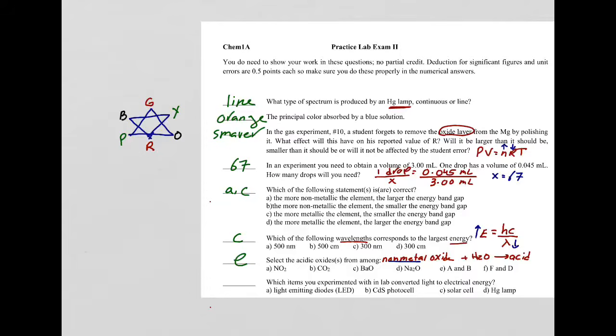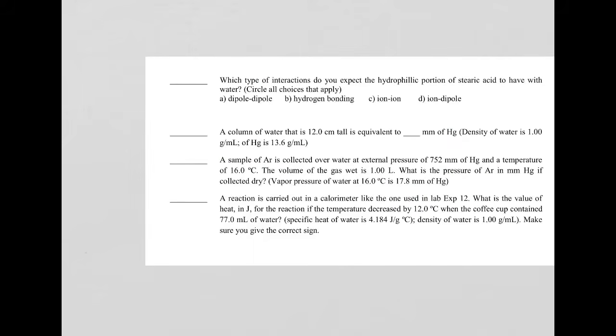Which item you experimented with in a lab converted light to electrical energy? And the answer in this one is solar cell. Solar cell. All right, beautiful so far. Hopefully you guys are following. Next one. Which type of interaction do you expect the hydrophilic portion of stearic acid to have?